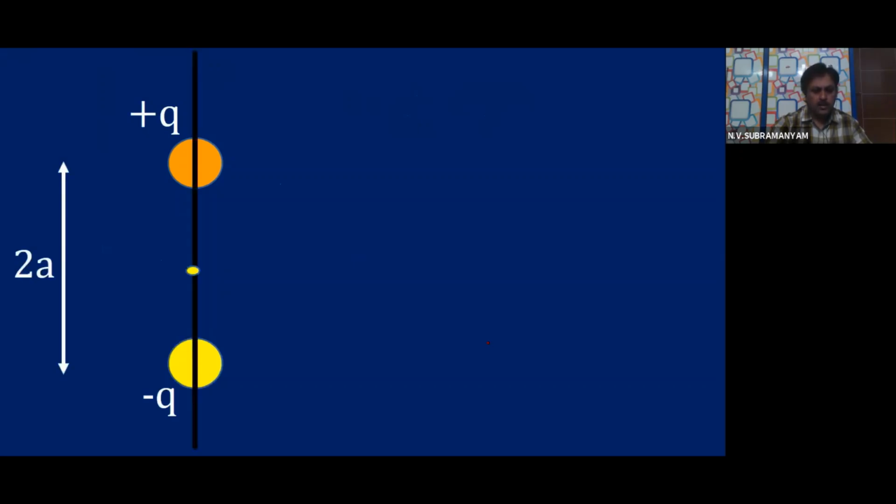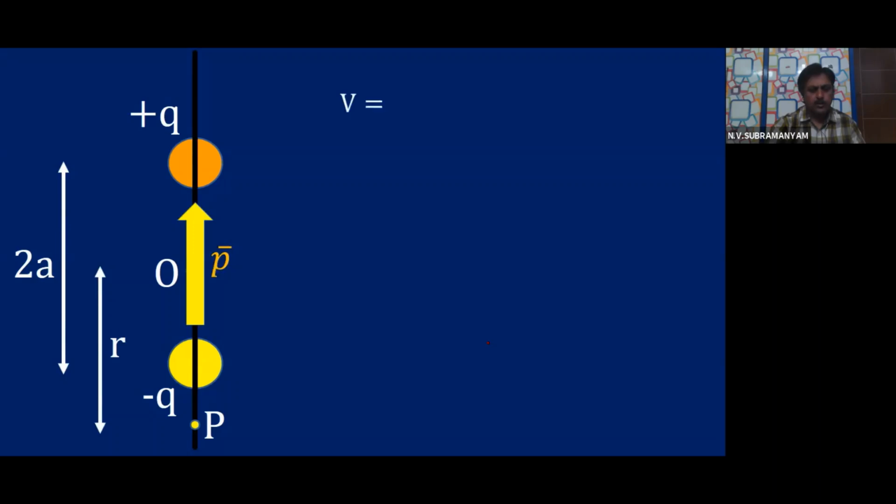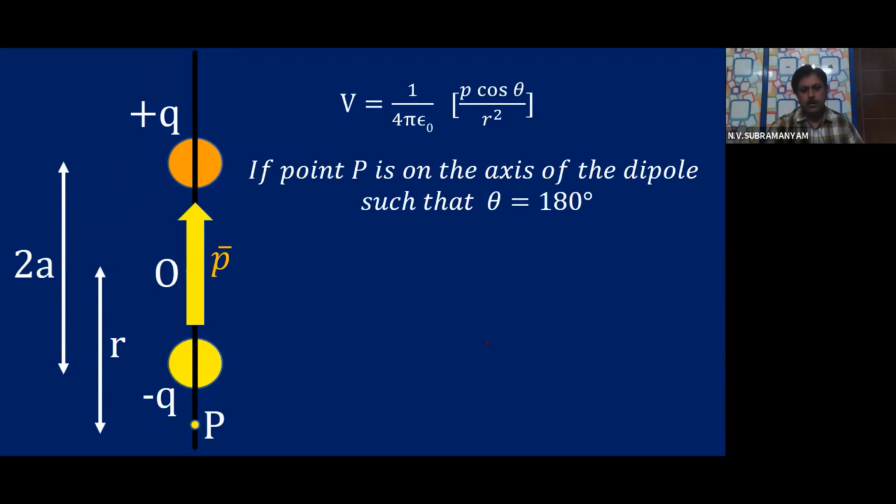Again take the dipole plus q, minus q, separated by 2a, with axis center O. Now the point is taken on the other side, closer to minus q. This is the distance r of the point from the center. This is the dipole moment. V is 1 by 4 pi epsilon 0 P cos theta by R square, the formula we know for potential. I want to know the potential at the point P.